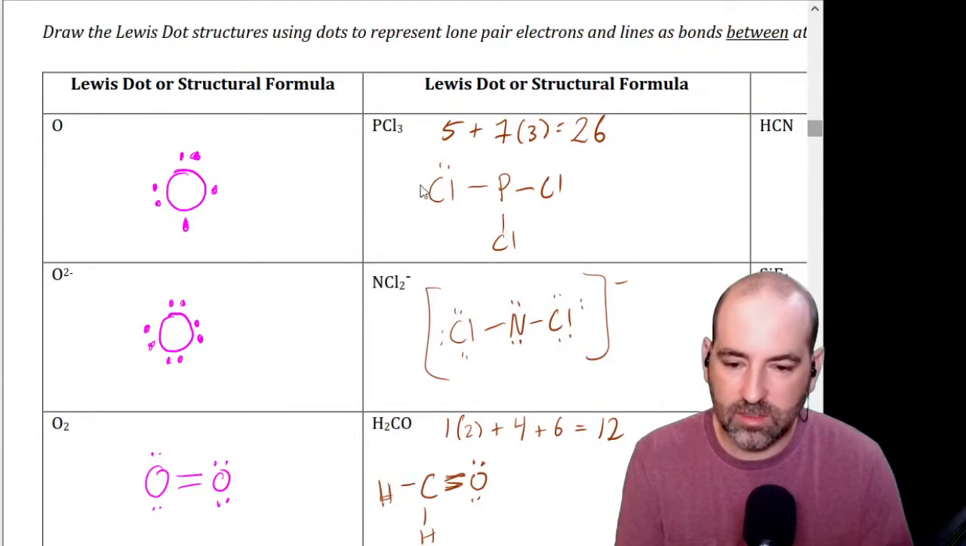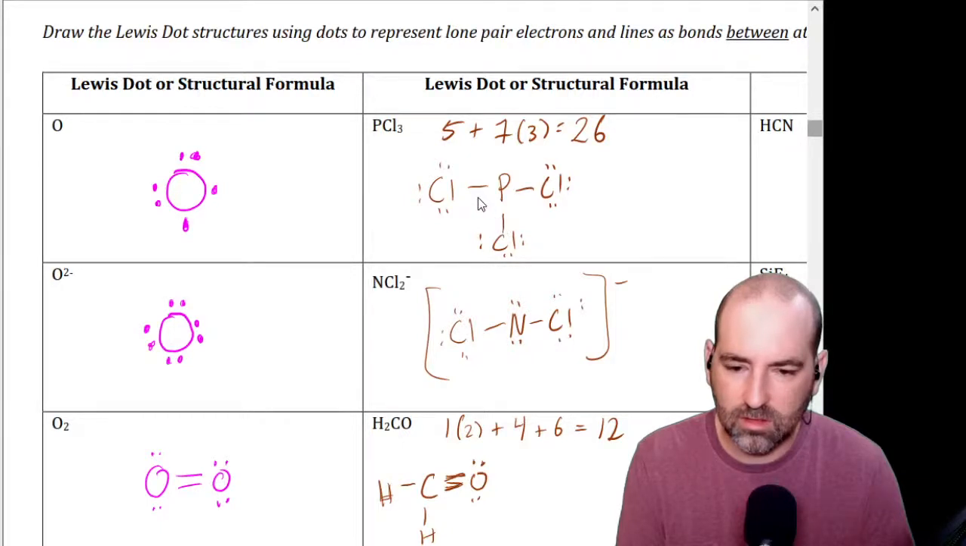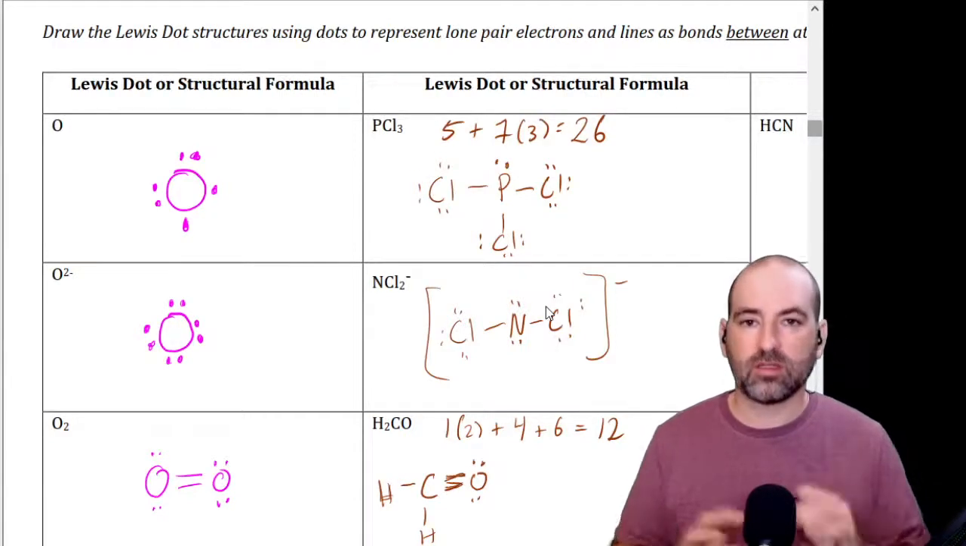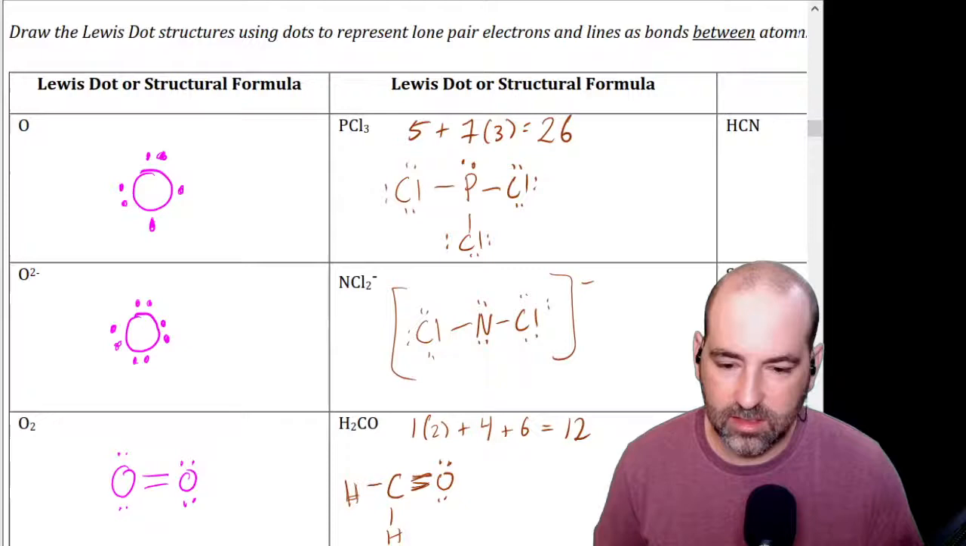So 2, 4, 6, 8, 10, 12, 14, 16, 18, 20, 24, 26. I think I counted that wrong. 2, 4, 6, 8, 10, 12, 14, 16, 18, 20, 22, 24, 26. There we go. That one doesn't need any multiple bonds because we have enough electrons to get everything to the octets.